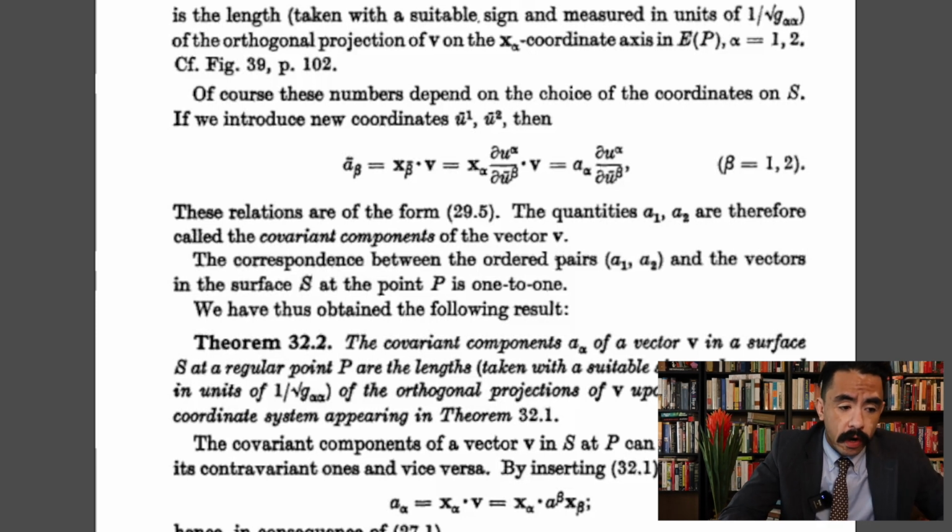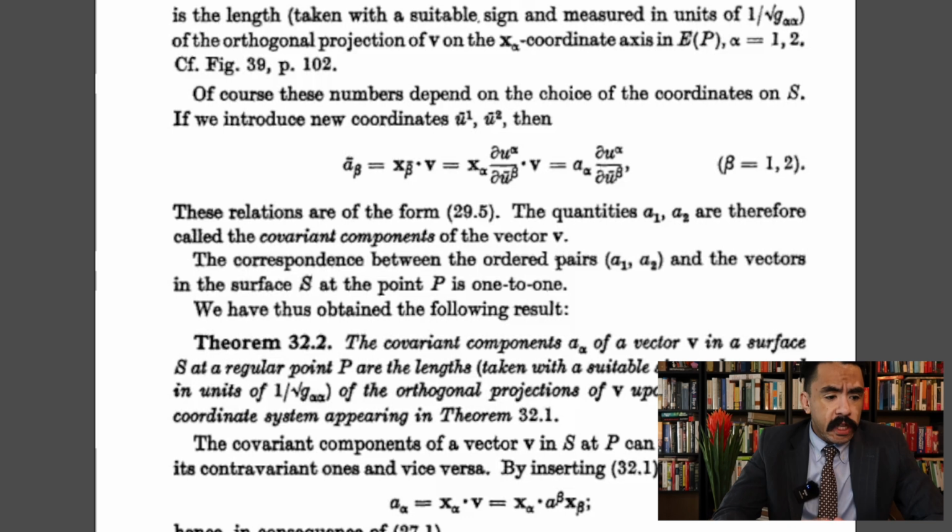If we introduce new coordinates, u over bar 1 and u over bar 2, then a over bar sub beta is equal to x subscript beta over bar dot product with v, which is equal to x sub alpha times partial u over bar beta dot product with v, which is then equal to a sub alpha times partial u over bar beta, where beta can be 1 or 2. These relations are of the form of a covariant transformation law, so the quantities a1 and a2 are therefore called the covariant components of the vector v. The correspondence between the ordered pairs a1, a2 and the vectors in the surface S at the point P is 1 to 1.